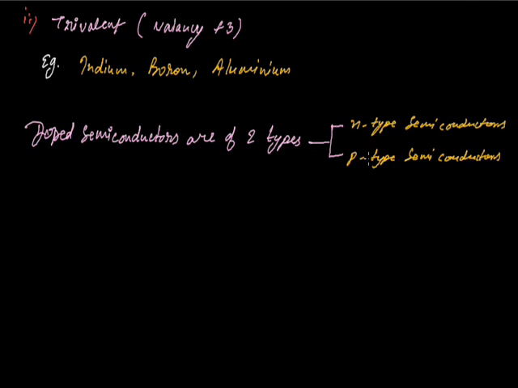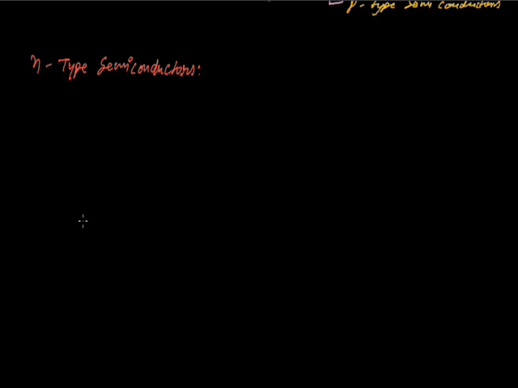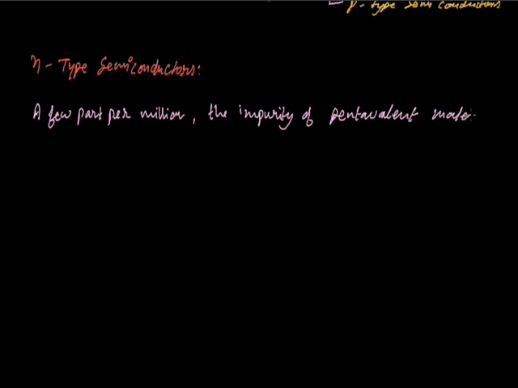So first we are going to discuss N-type semiconductor material. As we know, in N-type semiconductors, a pentavalent impurity is added, a few parts per million, to pure germanium or silicon substance. The pentavalent atom has 5 electrons to contribute for bond formation, and germanium or silicon atoms have 4 electrons each to contribute for bond formation.